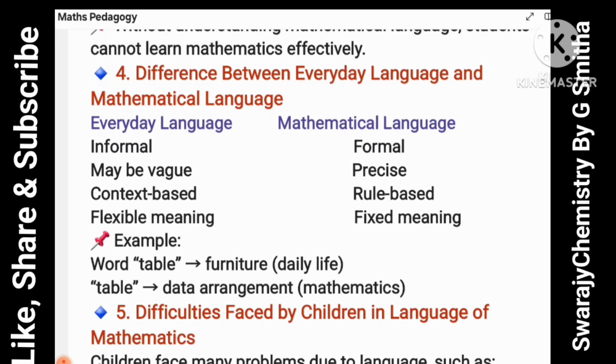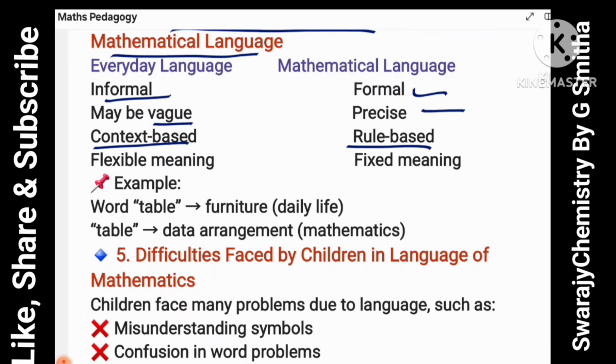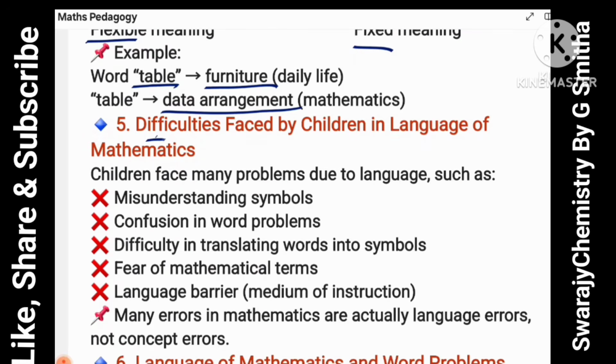Our next concept is differences between everyday language and mathematical language. Everyday language may be informal or vague. Mathematical language is formal and precise. Everyday language is context based. The mathematical language is rule based. The meaning of everyday language is flexible. The meaning of mathematical language is fixed. For example, the word table, according to everyday language, is a furniture, but according to the mathematical language, it is a data arrangement.